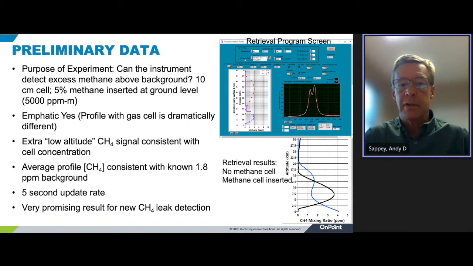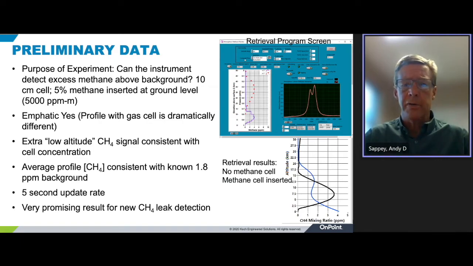And you can see on the right a graph of the results, and that's basically the methane mixing ratio versus altitude. Black curve is the background, and then the blue curve is when we insert the methane cell. And as you can see, we detect that methane that's at low altitude on the surface, basically, with a very, very high signal-to-noise ratio. And that means that we can detect very small leaks on the order of 200 ppm meters, just like the satellites.